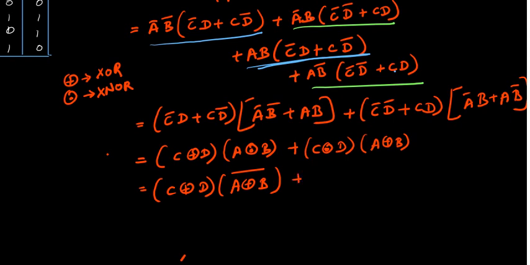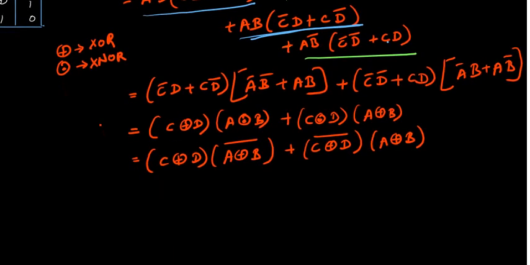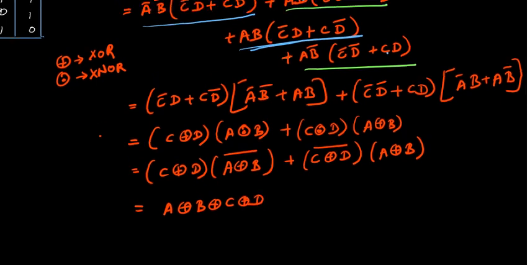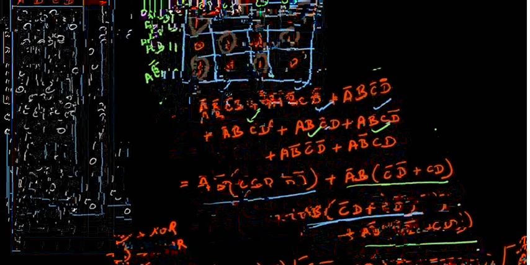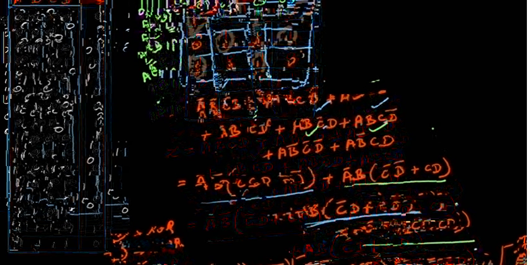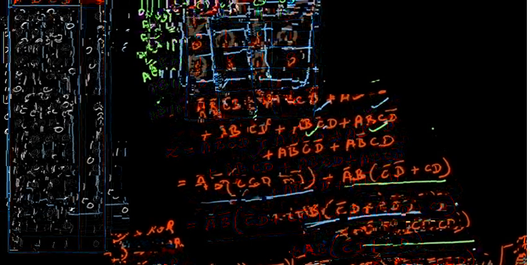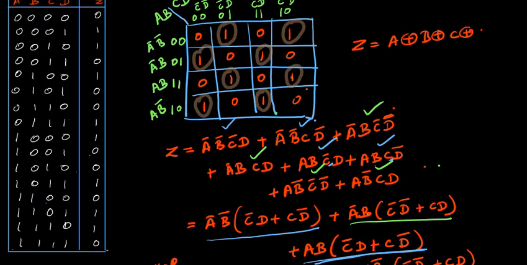Plus, I can write this as C XOR D complement A XOR B, right? So this entire thing is nothing but A XOR B XOR C XOR D. This is the point I want to make here. If we have a worst case K map like this, immediately you can simply write Z as A XOR B XOR C XOR D. We cannot use the K map, but we can use this logic.